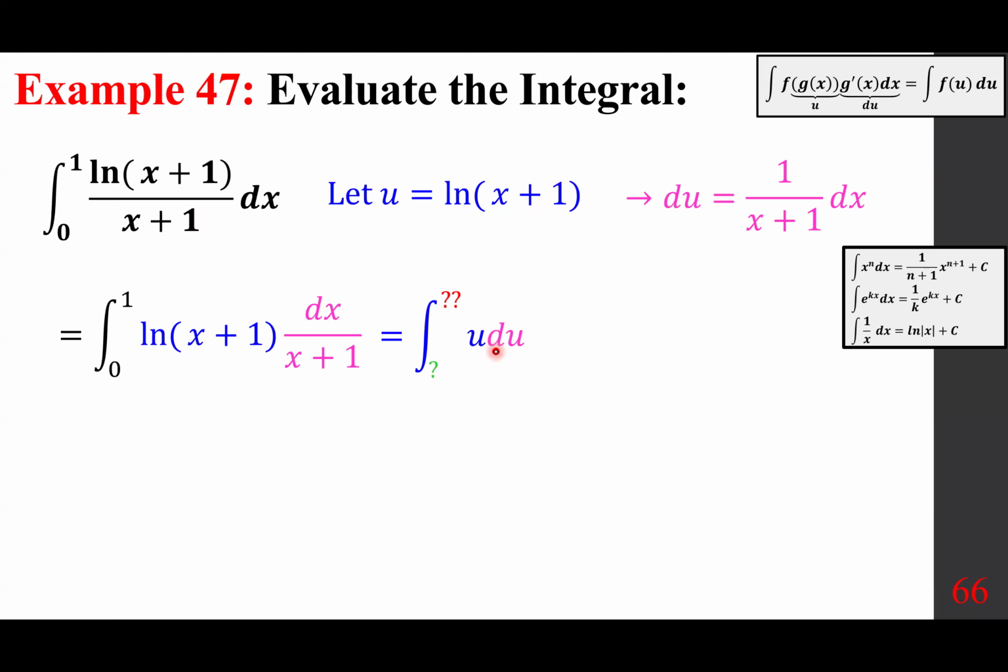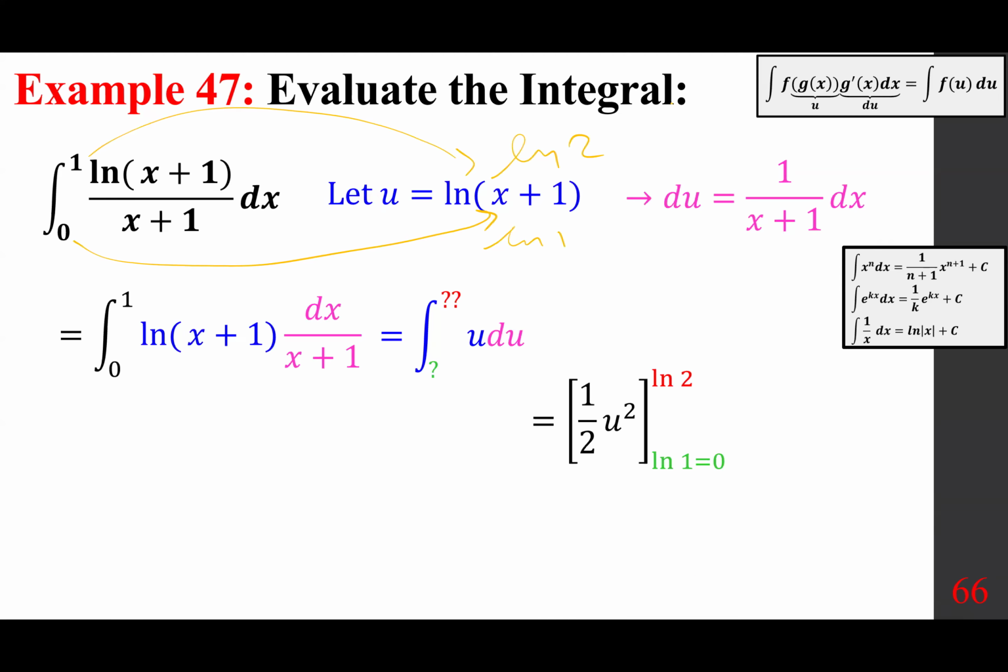Or let's figure out the new limits. If I plug in 0 here, I get ln 1. If I put 1 here, I get ln 2. And of course, ln 1 is 0. So you plug in this one, you get half of ln 2 quantity squared. This one is 0, doesn't do anything. And again, ln 2 to the second power means ln 2 times ln 2.